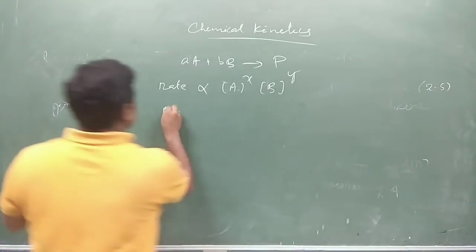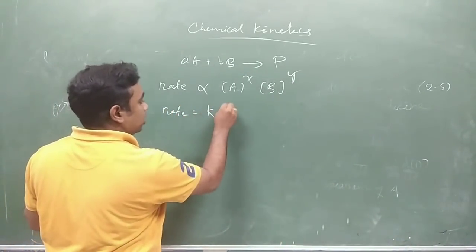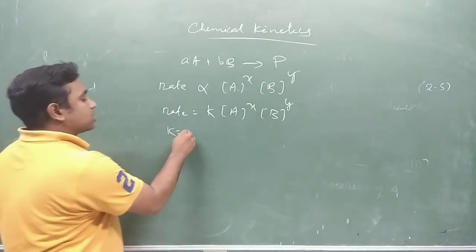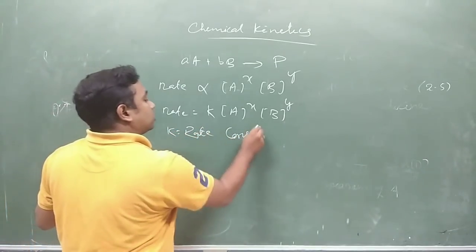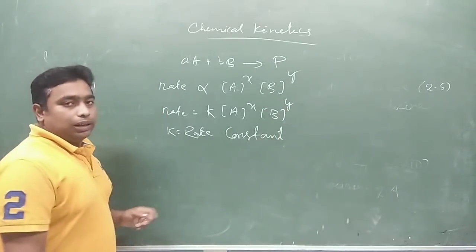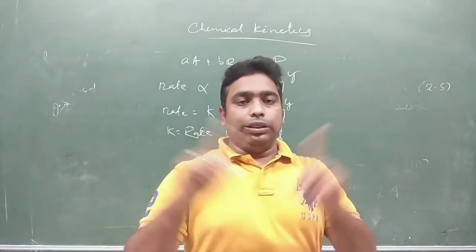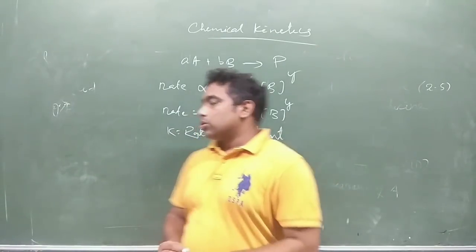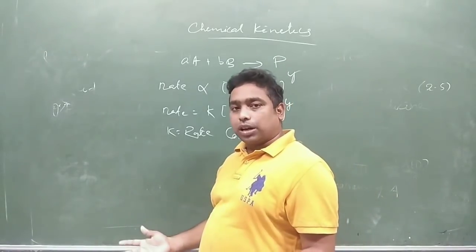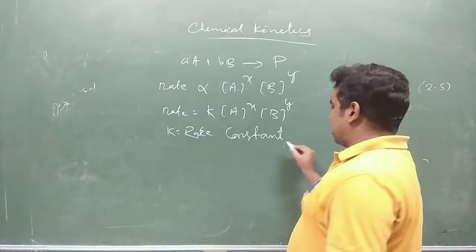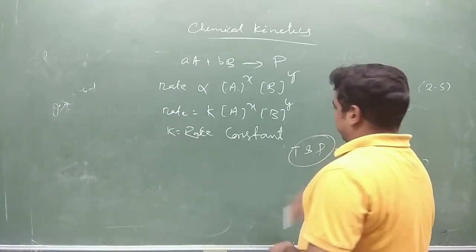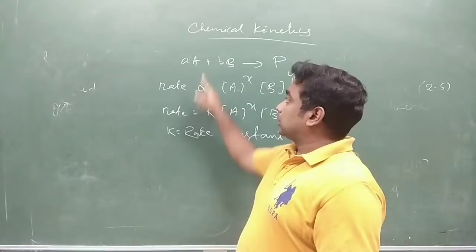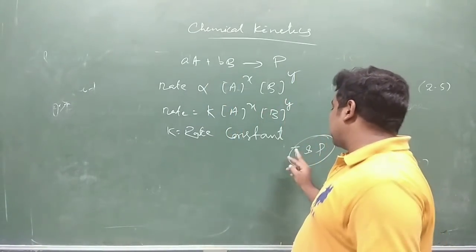And here we have also discussed that rate is equal to k, the proportionality constant, into A to the power x and B to the power y. And here this k is called rate constant. Each reaction will have a different rate constant value. Two different reactions must have two different rate constant values, not the same rate constant. So two different reactions have two different rate constant values, and this k value particularly depends on the value of temperature and pressure. It does not depend upon the concentration of A and B. The value of k does not depend on the concentration of A and B. It depends upon the temperature and pressure.